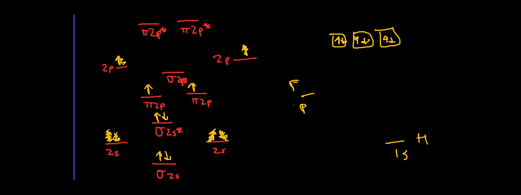Also, one more thing to know is when there are single electrons in these molecular orbitals, it will have magnetic properties. It'll be pulled into a magnet. So that's one piece of information we can know about a molecule from its molecular orbital diagram.